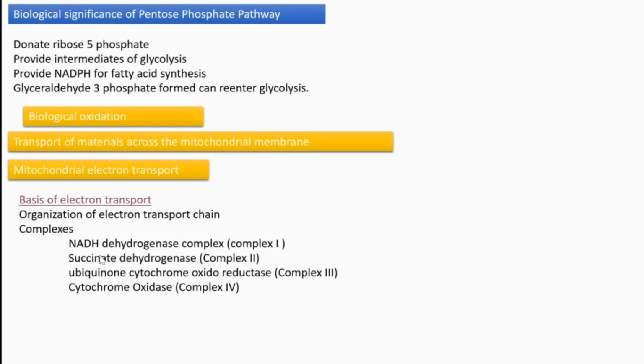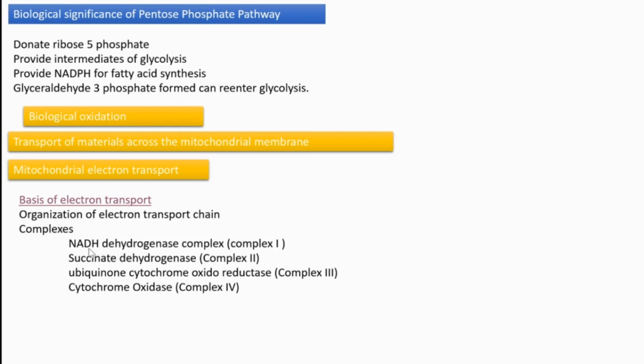Then, regarding the organization of the electron transport chain, we also need to understand how the electron carriers are arranged in the inner mitochondrial membrane. Mitochondria have an outer membrane and an inner mitochondrial membrane. The electron carriers are arranged in the order of their redox potential, and four multi-subunit enzyme complexes usually act as the electron carriers. They are named complex 1, 2, 3, 4.